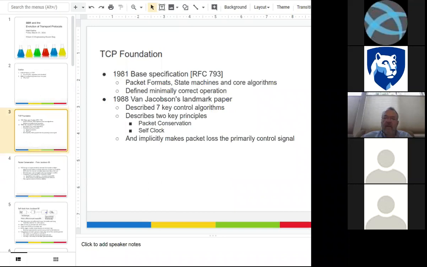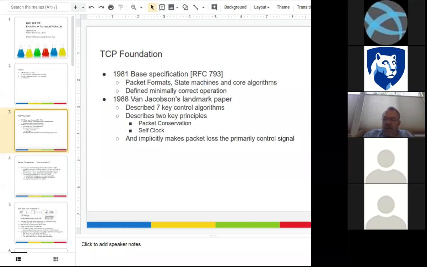I'm sure this is history for most of you, but the base specification for TCP is almost 40 years old. Seven years later, Van Jacobson's landmark paper defined the framework for essentially all of the congestion work that's been done since that time. An important thing to think about here is that the base specification gives a narrow definition of correct operation, and Van's '88 algorithms give a stronger definition of efficient operation, efficient use of resources, not being wasteful, and being fairly quick.